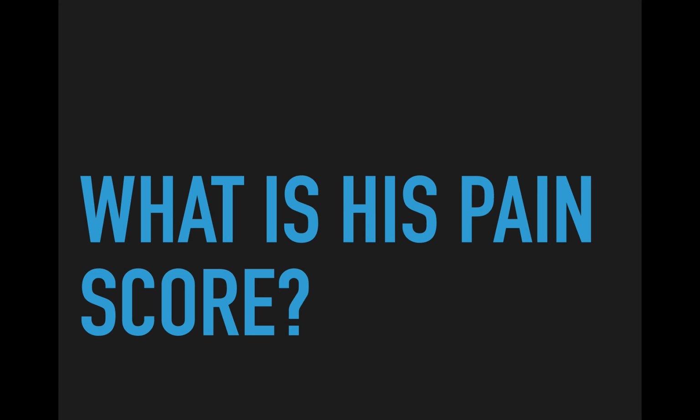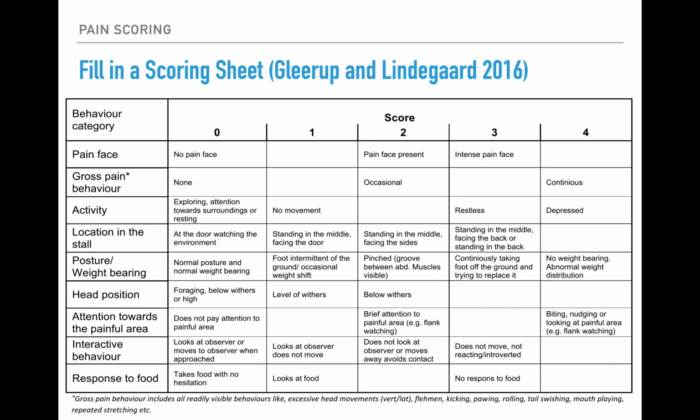We want to move on then and think about his pain score. So I've got a blank pain scoring sheet here. I'm going to ask you to pause the video now, and based on the information you have about this patient, I want you to assign him a pain score in each of the relevant rows. He's not in a stall, so the location in the stall one is not applicable in this case, but the rest of them we can assign the patient a score with the information we have, and then we'll total all our scores to see what our overall is.